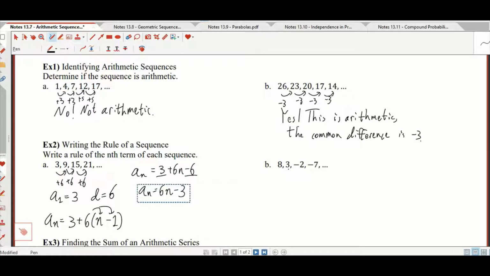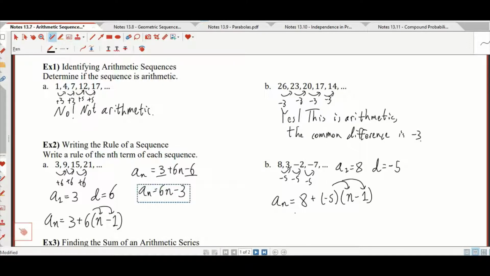This one right here: 8 to 3 is down 5, 3 to -2, down 5, -2 to -7, down 5. Which means that my first term is 8, and my common difference is -5. That's very important that that's a -5, which means that my nth term is going to be my first term, 8, plus the common difference, negative 5, multiplied by n minus 1.